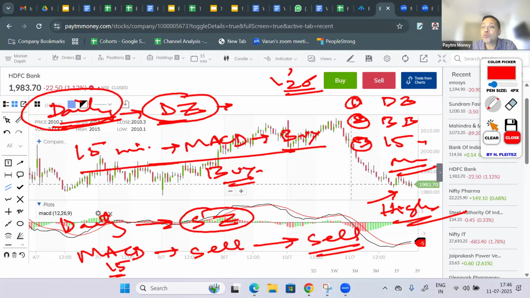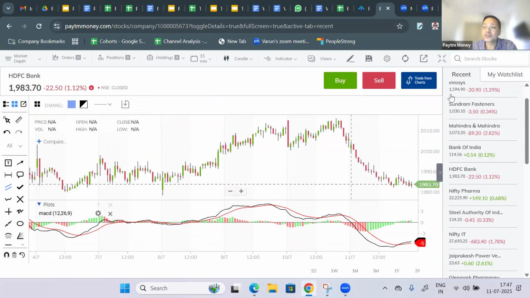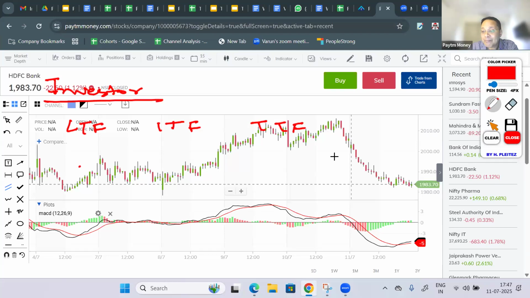See, it all depends on what time frame you are trading. Let's put it this way. If you're a long-term investor, what is your long-term time frame? LTF, ITF, and TTF. What is your LTF? If you're an investor, monthly.